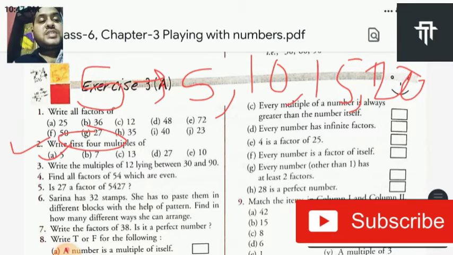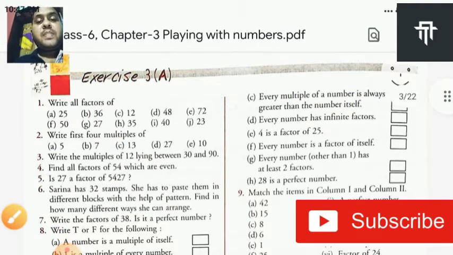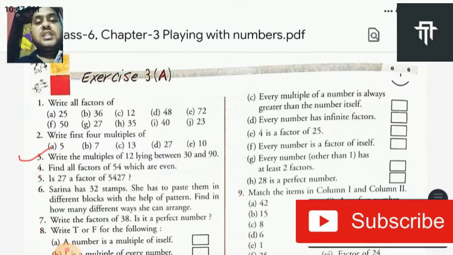Now move on to question number 3. Question number 3 is, write the multiples of 12 lying between 30 and 90. So we need to find the multiples of 12, but the condition is that they must be between 30 and 90.